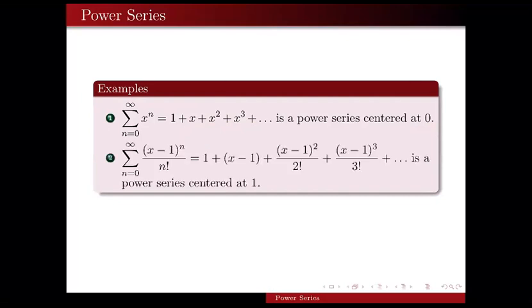Another example here, we have summation from n equals 0 to plus infinity of (x minus 1) to the power n over n factorial. So if we expand this, this is 1 plus (x minus 1) plus (x minus 1) squared over 2 factorial plus (x minus 1) cubed over 3 factorial, and so on and so forth. So this is a power series centered at 1 because you see that you have x minus 1 there.